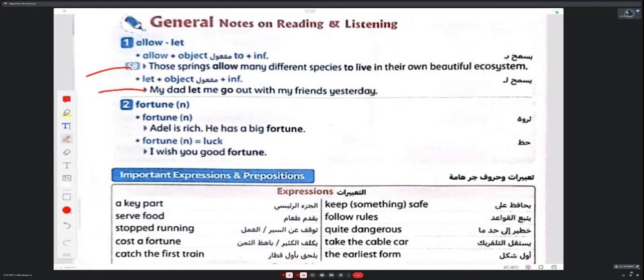Those allow, let. Those bring, allow many different species to live in their own beautiful ecosystem. Let's add object. My dad let me go out with my friends yesterday. Let me go, but allow me to live, or allow someone or something to live. Okay, so to plus infinitive, but here infinitive without any additions. Luigi, number 3 and 4.